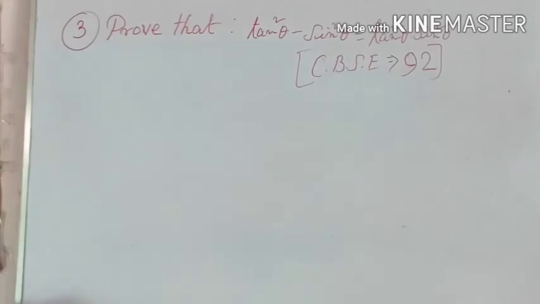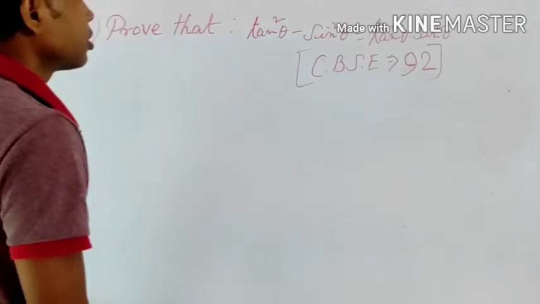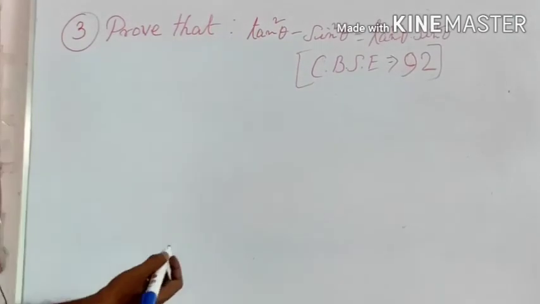CBSE class 10, question number 3: prove that tan square theta minus sin square theta is equal to tan square theta into sin square theta.